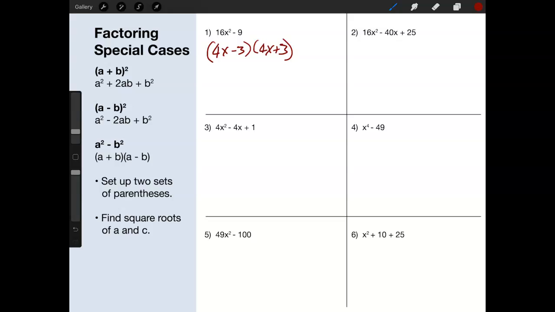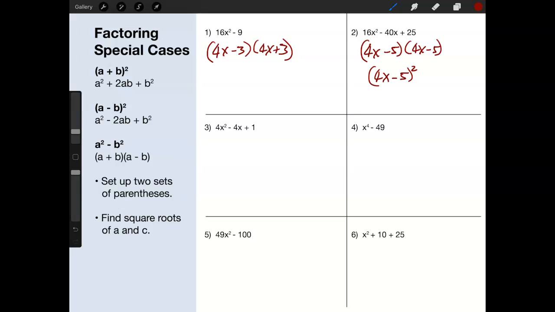For number 2, we have 16x squared minus 40x plus 25. The square root of 16 is 4. The square root of 25 is 5. And since b is negative, we know it's going to be a minus b squared. So it's going to be 4x minus 5 times 4x minus 5. And this simplifies to 4x minus 5 squared.